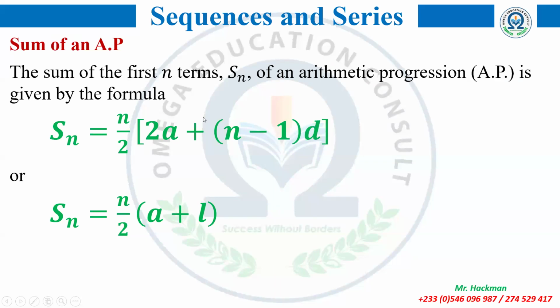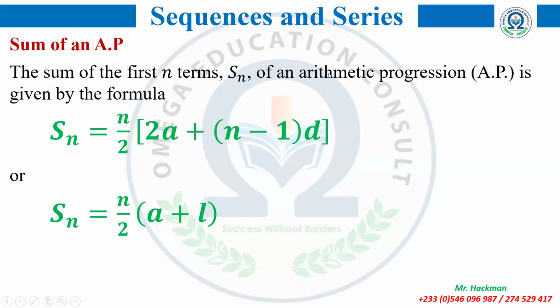Now we are going to look at the sum of an AP. We've done the general term of an AP. Now we are going to look at the sum of an AP, the general formula for that. Then once you know that, we can use it to find the particular sums. Here we have the sum of the first n terms, which is denoted by S sub n, of any sequence of an arithmetic progression.